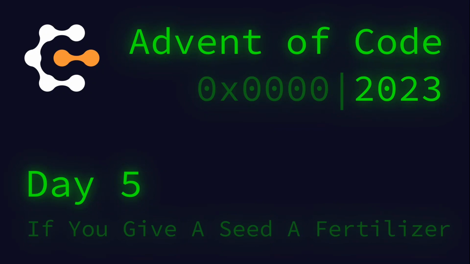In this episode of Code Unveiled, we will take a look at puzzle number 5 from Advent of Code 2023 called If You Give a Seed a Fertilizer. Before viewing this video, we encourage you to try solving the problem independently. Let's take a look at the problem description.